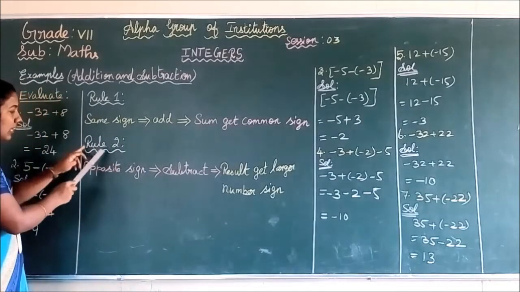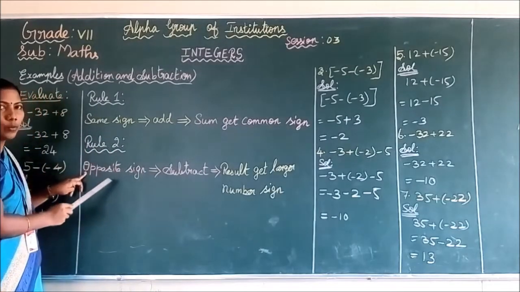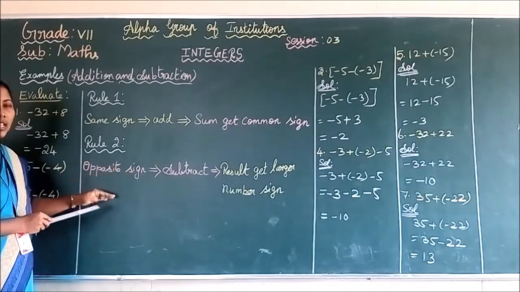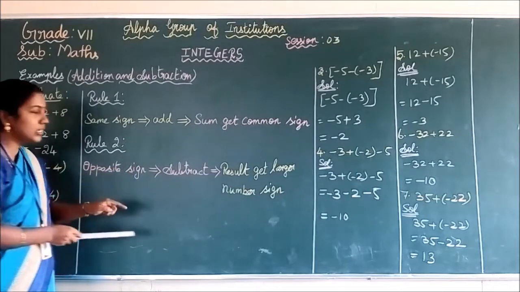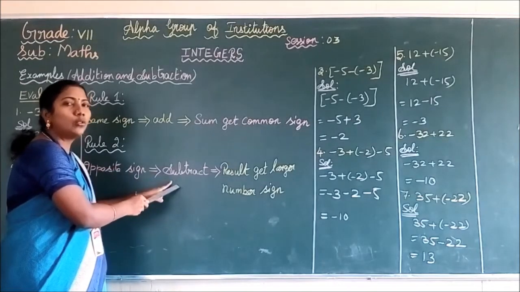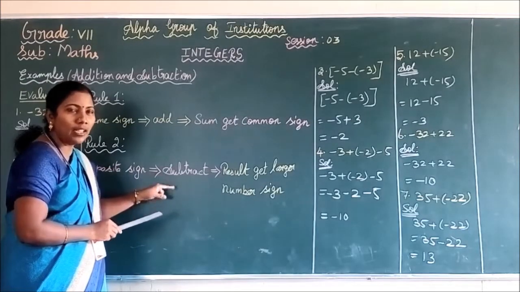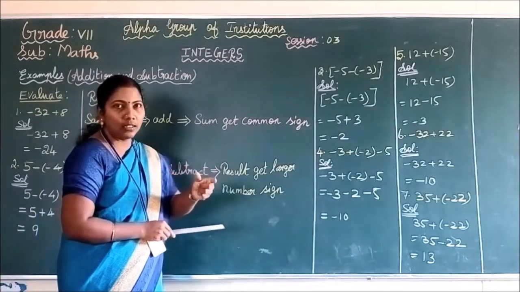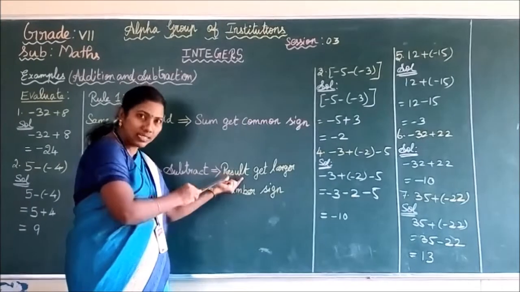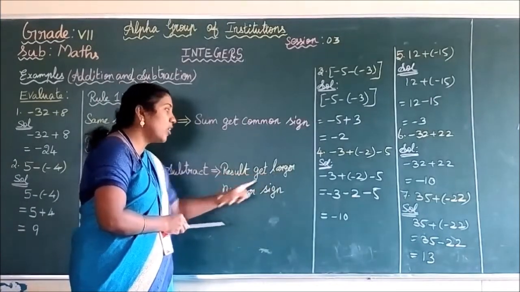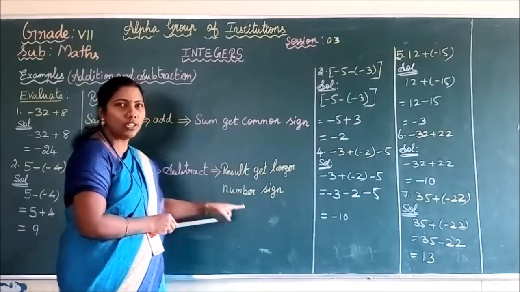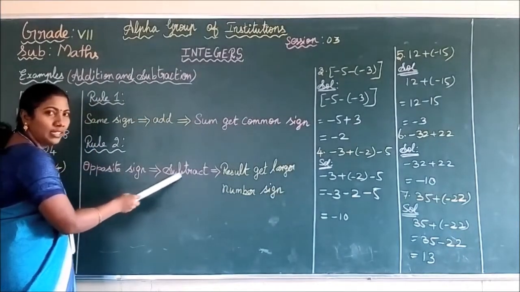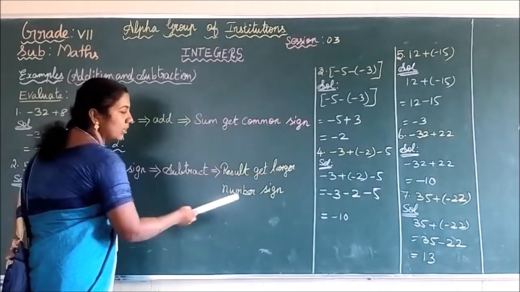What is Rule 2? Rule 2 is if the given integers have opposite signs. Suppose one integer is plus and another integer is minus, at that time you have to subtract. How do you subtract? You subtract the smaller number from the bigger number, and you get one answer. That answer is called the result, and the result gets the symbol of the larger number. Do you understand, children? In short form, I have written: opposite signs means subtract, and the result gets the symbol of the larger number.